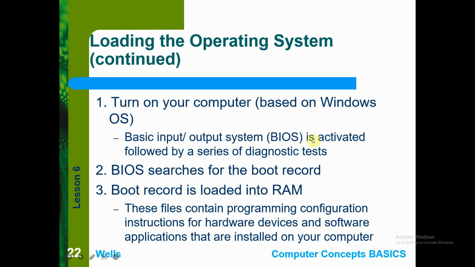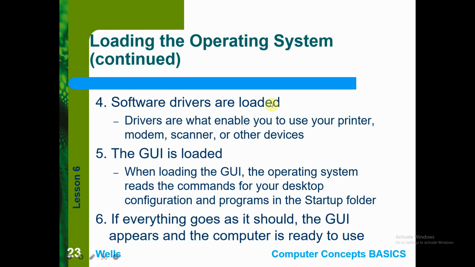So the BIOS is activated, followed by a series of diagnostic tests. It will usually test for the boot record, and then the boot record is loaded into RAM. These are programming configurations for your hardware and the software applications installed on the computer. Then the software drivers are loaded. These drivers enable you to use your printer and other peripheral devices, and then the GUI is loaded. Before the GUI loads, you usually see the Windows logo or a Windows loading screen.